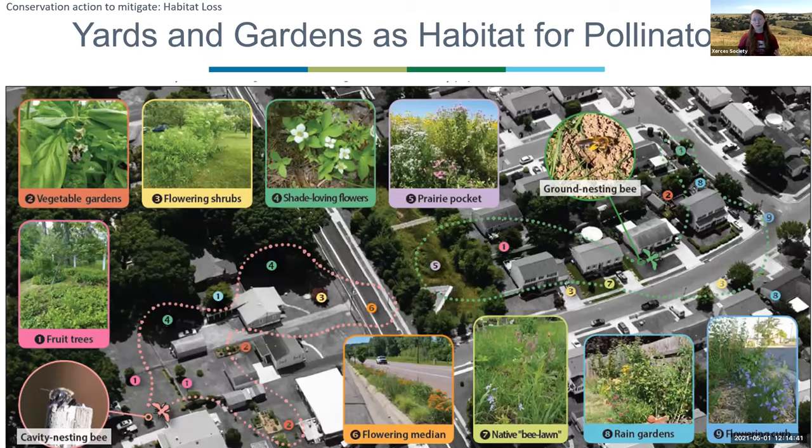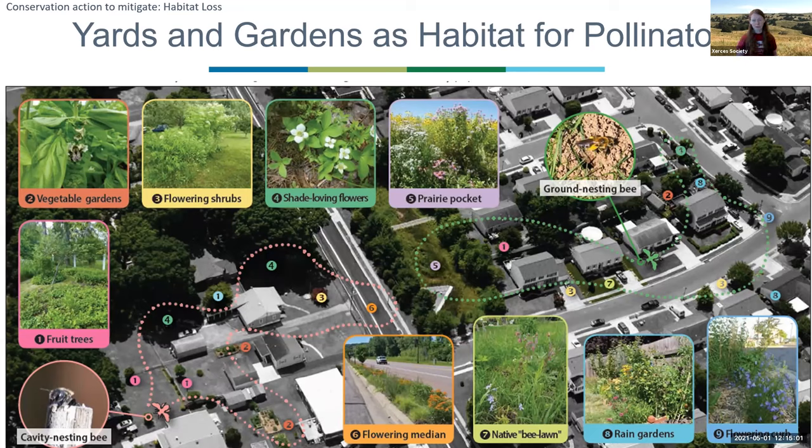And so here's what it looks like when we all start to put out little yards and gardens and places for pollinators, right? It's not just a pavement desert anymore for them, but they have little patches that they can fly to that either offer nesting resources or food resources.